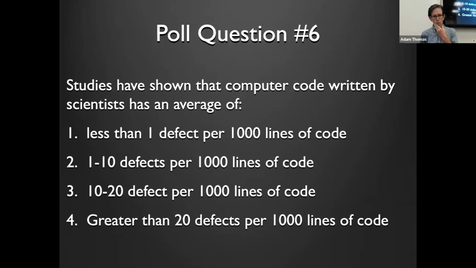And we have another poll question for you. I forgot to put the icons in here. Oh, wow. All right, we'll just go across the ones in order.